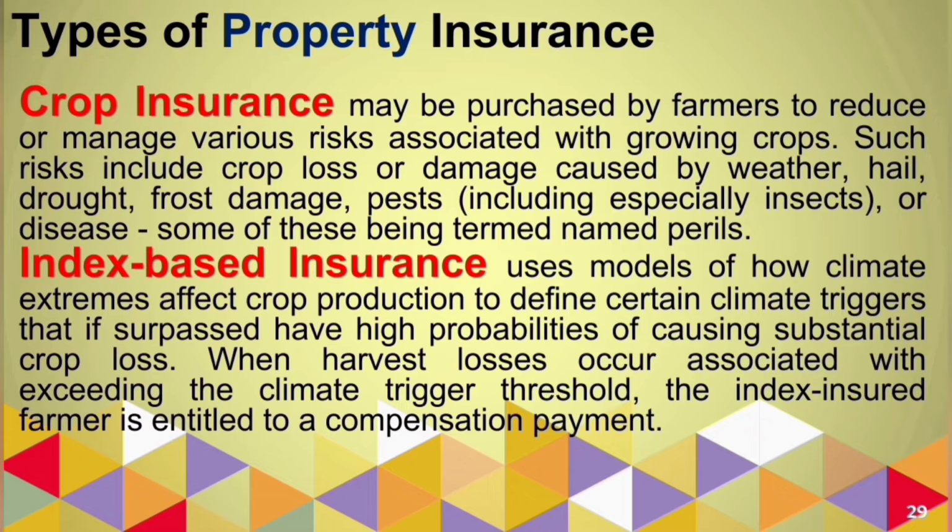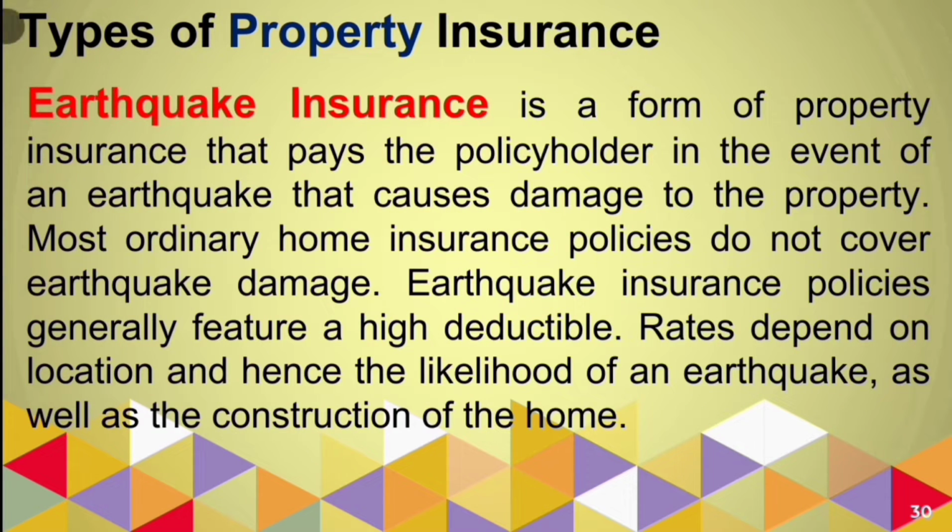Index-based insurance uses models of how climate extremes affect crop production to define certain climate triggers that, if surpassed, have high probabilities of causing substantial crop loss. When harvest losses occur associated with exceeding the climate trigger threshold, the index-insured farmer is entitled to a compensation payment. Types of property insurance. Earthquake insurance is a form of property insurance that pays the policyholder in the event of an earthquake that causes damage to the property.